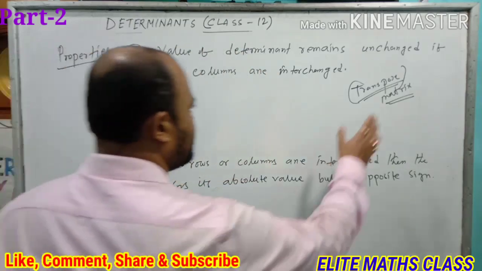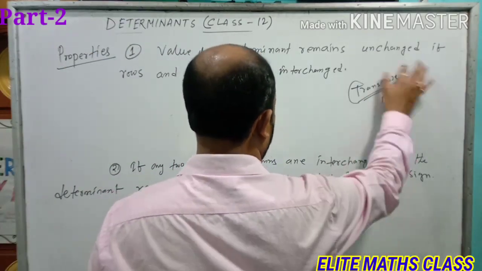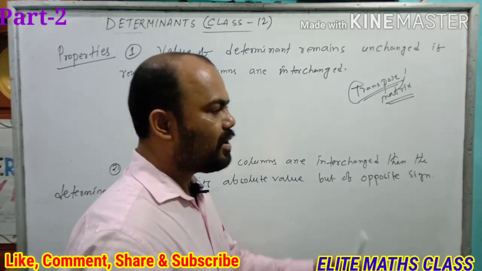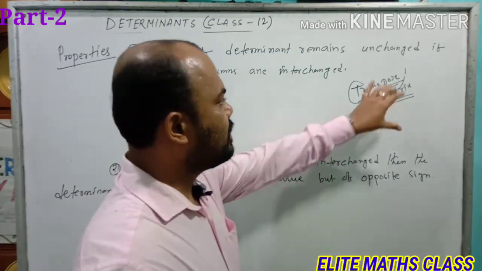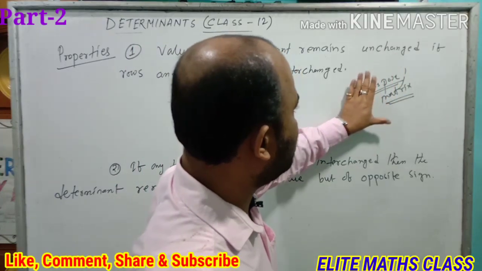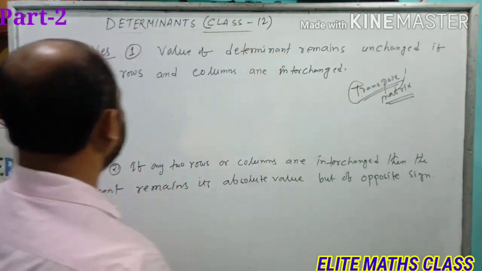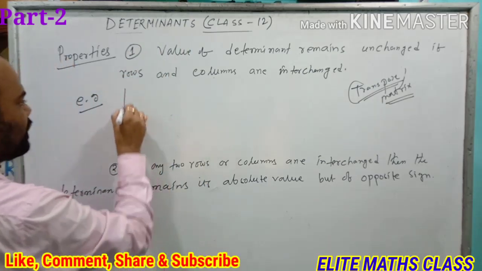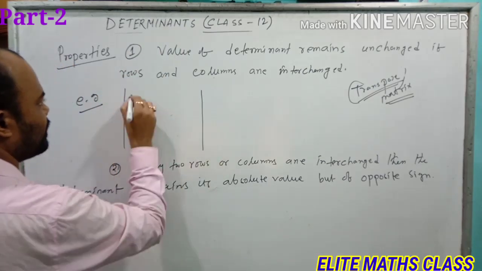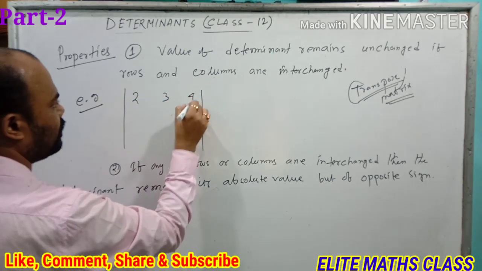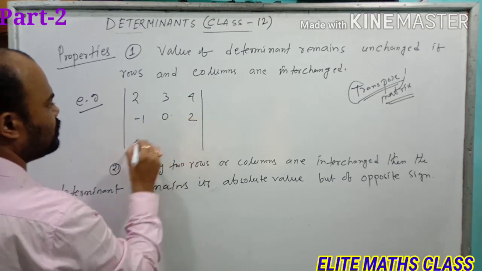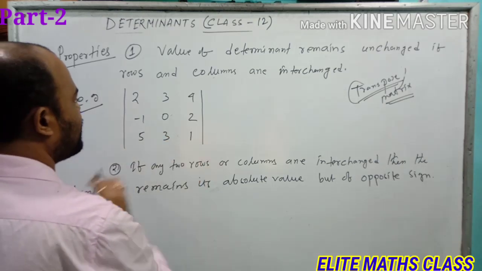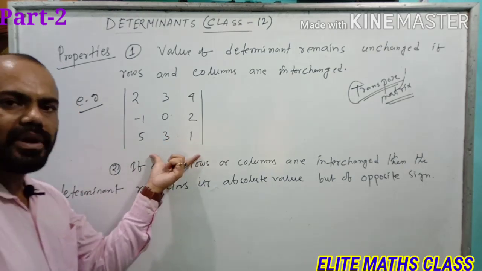That is actually the concept of transpose. Whenever we change the rows and columns, we get a new determinant. This is called the transpose. This is a part of matrices; in matrices I will discuss that one. Now see, by an example, the meaning of the first property. Let us take a determinant, say 2 3 4, minus 1 0 2, 5 3 1. This is a given determinant. By expanding you can find the value.